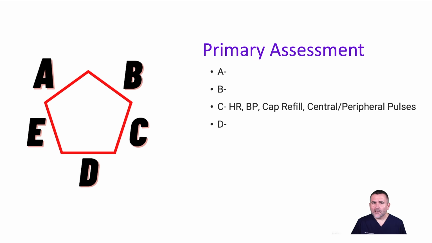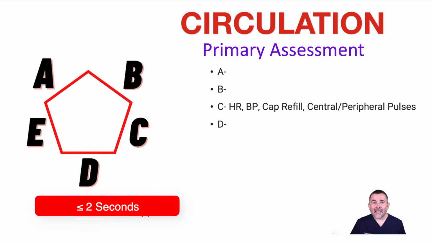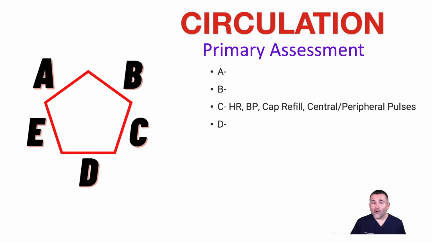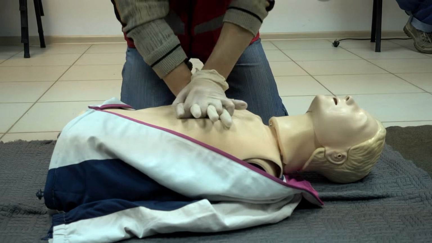Let's discuss C. We need to evaluate the heart rate and rhythm, blood pressure, capillary refill, which should be 2 seconds or less, and central pulses, like the carotid or femoral in a child or brachial in an infant, and peripheral pulses such as the radial pulse. Weak central pulses are worrisome and might indicate the need for rapid intervention to prevent cardiac arrest. If the heart rate is less than 60 per minute with cardiopulmonary compromise, despite adequate oxygenation and ventilation, start CPR immediately.